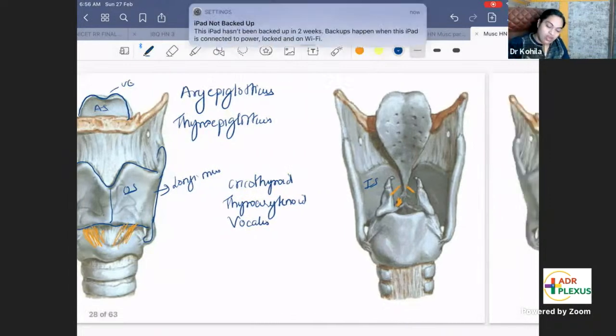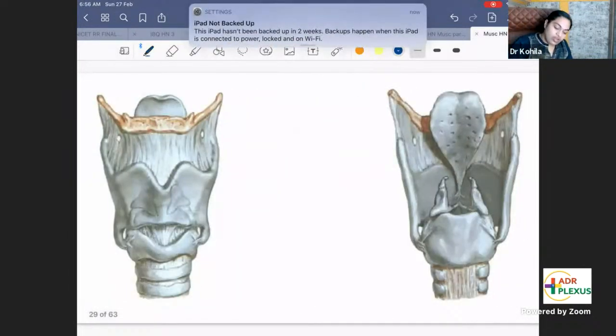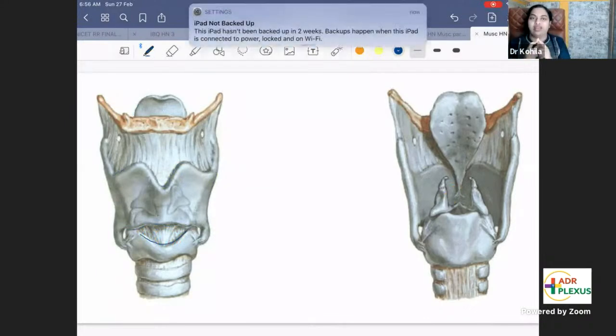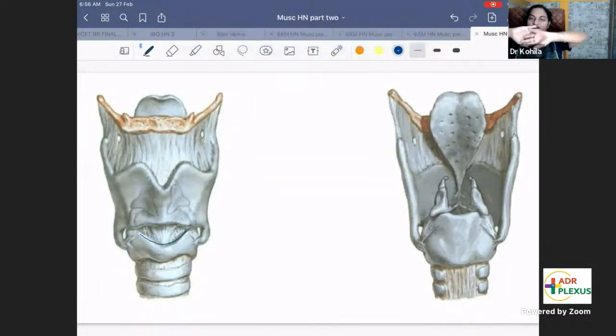Okay. Now coming to the cricoid. What are the features of the cricoid? The cricoid has the upper border. Before that, remember the cricoid I told you, that's the only cartilage which is going to encircle the laryngeal cavity. Okay. So yeah, you can imagine it like this. The anterior arch. The anterior arch is narrow. The posterior part of it is broad. Okay. Posterior part is broad.